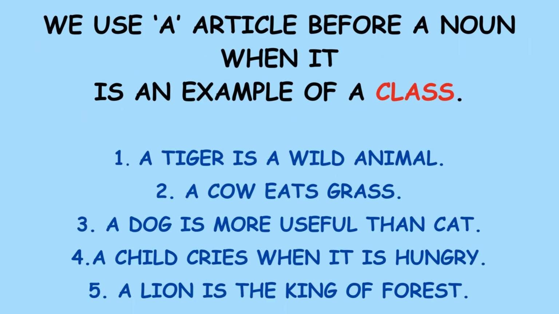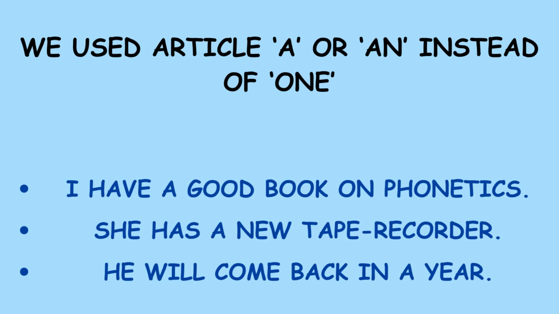Next, we use the article a before a noun when it is an example of a class. For example, a tiger is a wild animal. A cow eats grass. A dog is more useful than a cat. A lion is the king of the forest. So here, what do we notice? That when we are talking about a class, we use the article a before a noun. We use the article a or an instead of one. For example, I have a good book on phonetics.